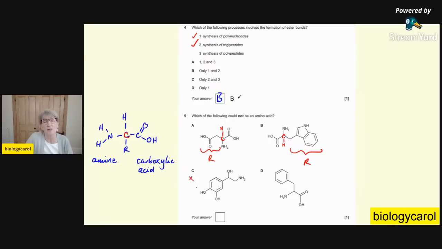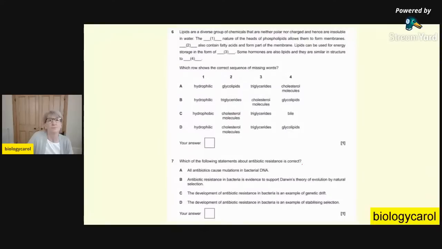So I'm not liking the look of C. And finally, D, here's my amine group, here's the central carbon, I'd have my hydrogen here, here's my R group, and there is the carboxylic acid group. So it is C. Tricky question, I think.